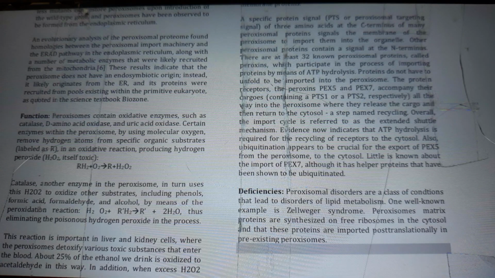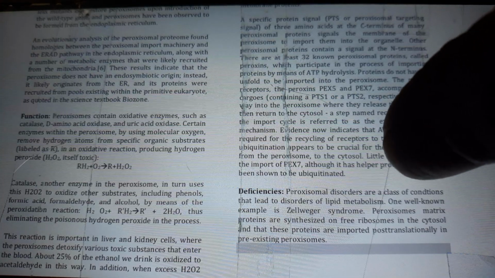Overall, the import cycle is referred to as the extended shuttle mechanism. Evidence now indicates that ATP hydrolysis is required for the recycling of receptors to the cytosol. Also, ubiquitination appears to be crucial for the export of PEX5 from the peroxisome to the cytosol. Little is known about the import of PEX7, although it has helper proteins that have been shown to be ubiquitinated.